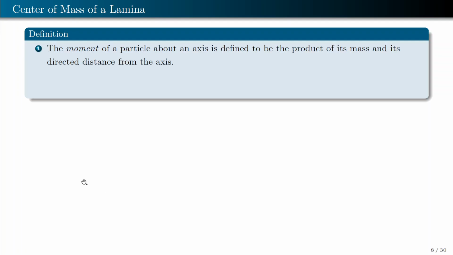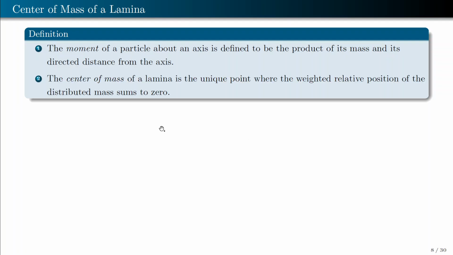So, una, the moment of a particle about an axis is the product of its mass and its distance from the axis. So, yung axis there is just a line. So, when you say moment of a particle, mass times distance from the line lang yun. Okay. Next, we also define or describe the center of mass. So, the center of mass, sabi dito, is the unique point where the weighted relative position of the distributed mass sums to zero.